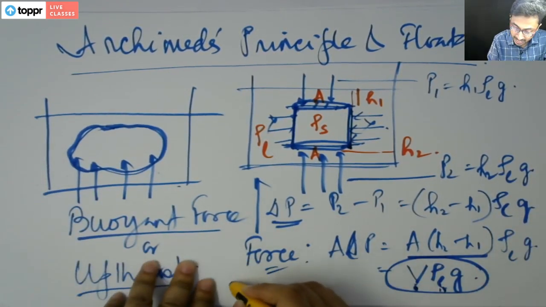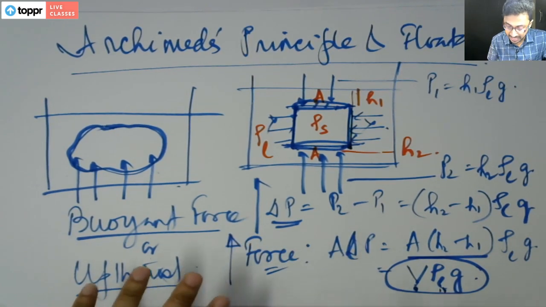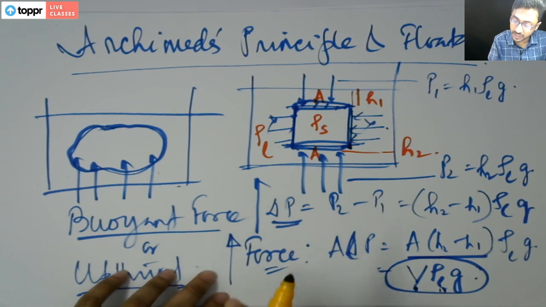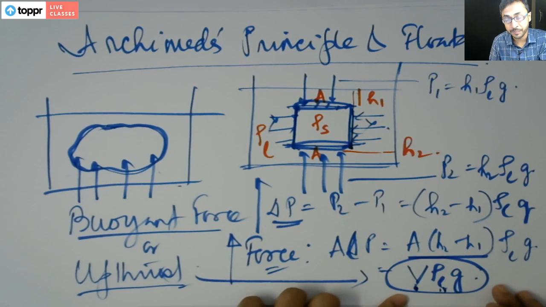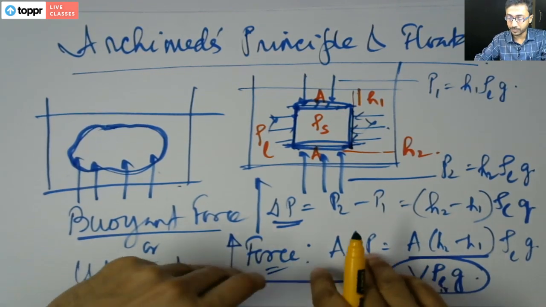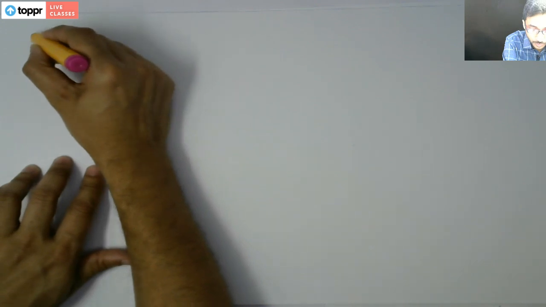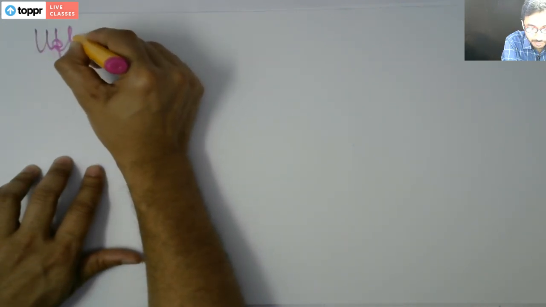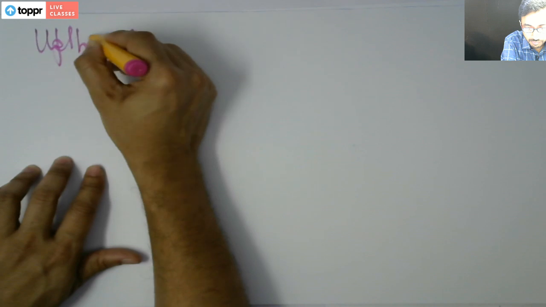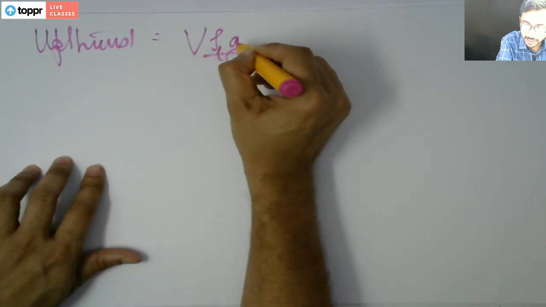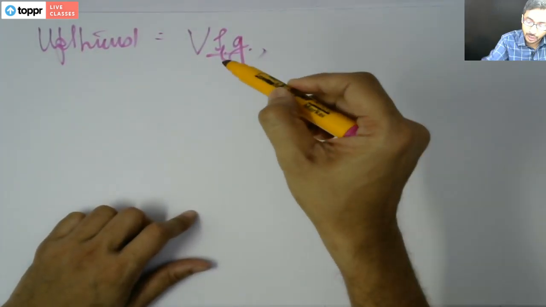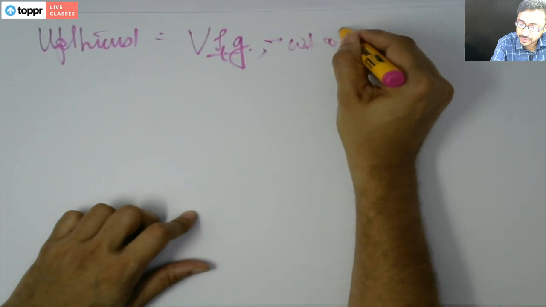And as this force is being applied in the upward direction, and the net direction of the force is upward, the upthrust will be equal to the weight of the liquid displaced, V rho L into g. So we can write upthrust equals V rho L into g, which is nothing but the weight of the liquid displaced.